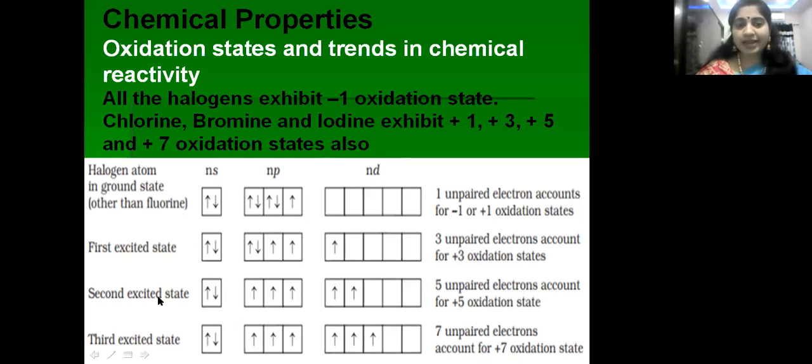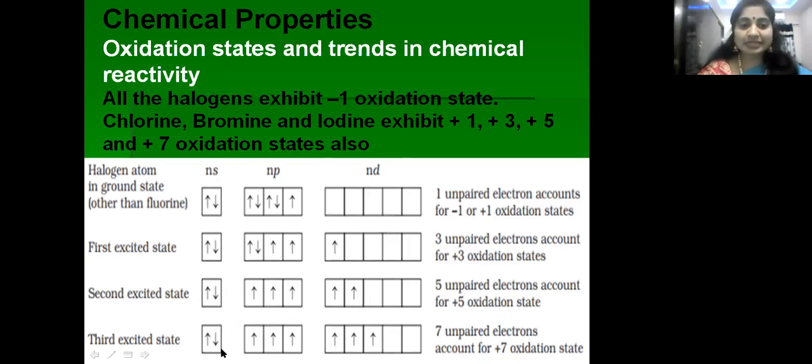Next, coming to the second excited state. In the second excited state also, we'll send one electron from p orbital into d orbital. Then how many unpaired electrons are there? 1, 2, 3, 4, 5. So total 5 unpaired electrons are there. So they account for +5 oxidation state.